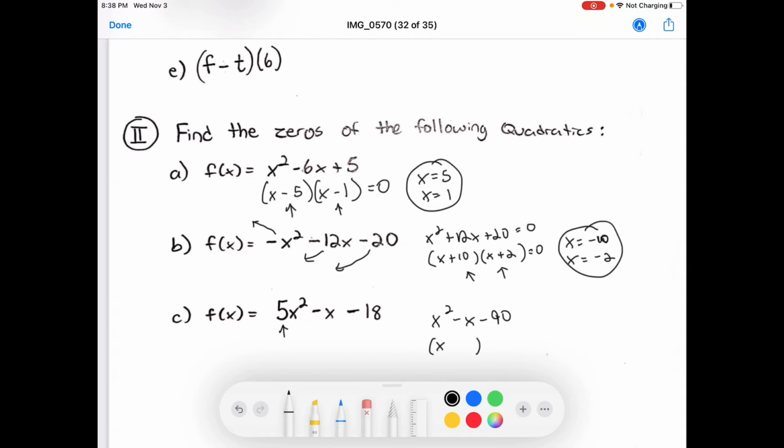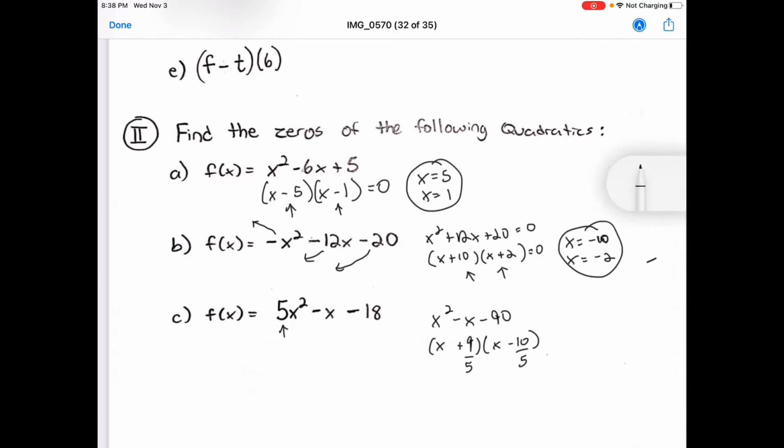So, a positive and a negative. 10 and 9. The 10 is going to be negative, and the 9 is going to be positive. That way they add together to get that negative 1. And then I will divide by my original A, which was 5. And then we'll simplify both of those if they will. The first one won't, so I'll bring that 5 to the front.